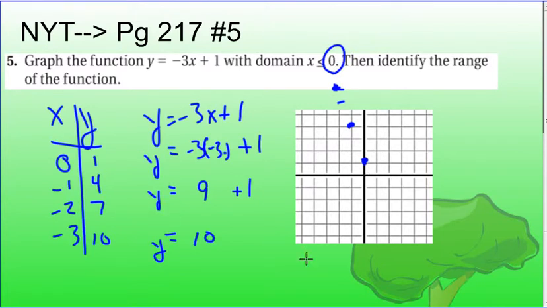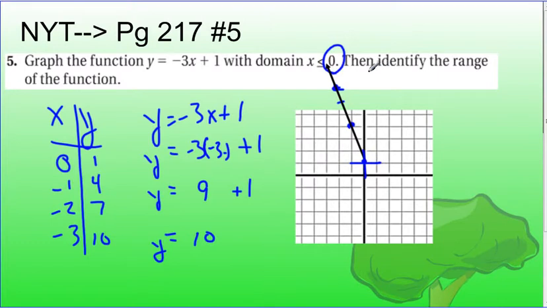Now, when we graph our line, it says that the domain, the x values, the sideways values, have to be less than 0. So I cannot go this way. I have to stay on that side of the line. So look what happens to our y values. Our y values can keep going up, up, up, because they're going this way. But they stop right there. The y values actually stop right there because they cannot go below this point.